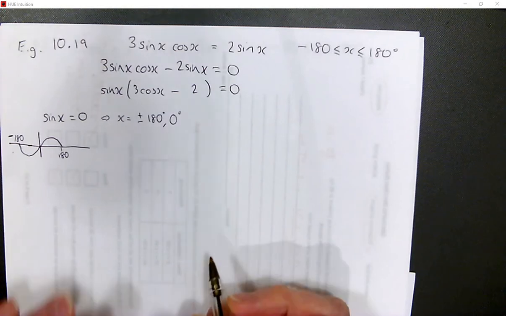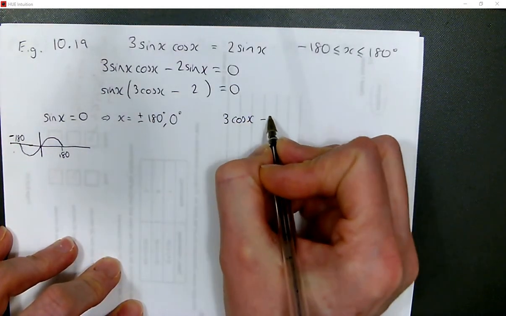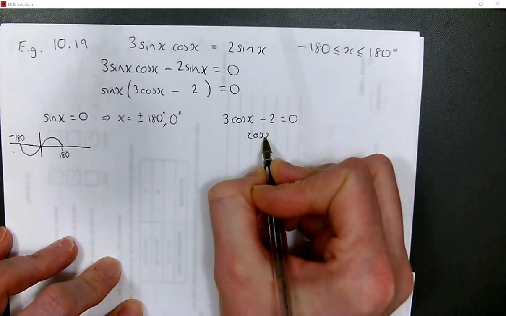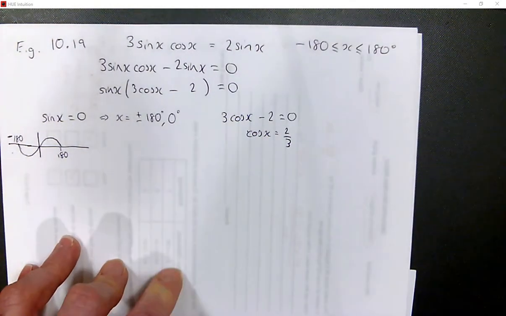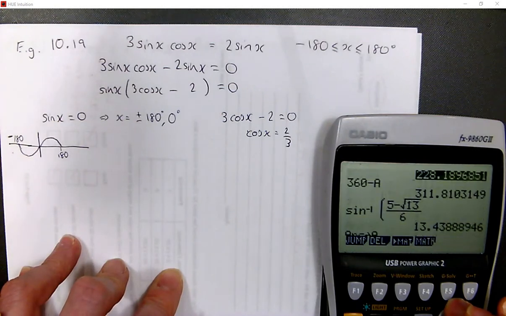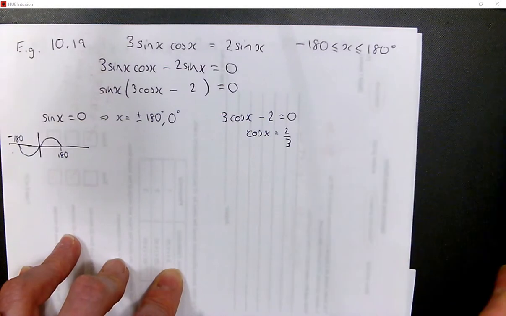Okay, let's look at the other bracket. So we've got 3 cos x minus 2 is 0, which means that cos x would be positive 2/3. Now we've already solved this one, haven't we? So if I just scroll back up again, I'm sure we did shift inverse cos of 2/3. Yeah, there we go, 48.2.